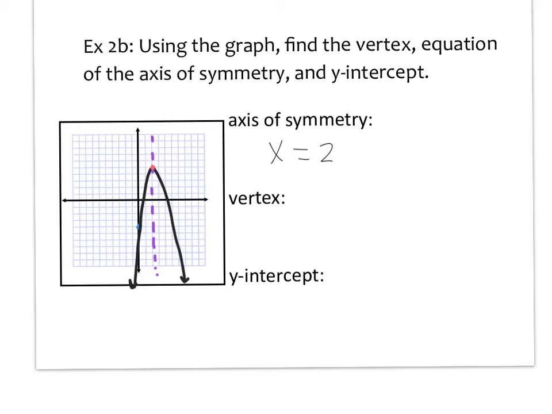The vertex here would be our highest point because the parabola opens downward. If I figure out where that ordered pair is, it's over 1, 2, up 1, 2, 3, 4, 5. So (2, 5). And then our y-intercept is where our parabola crosses the y-axis. Here it would be down 4 units. It's in blue. So (0, 4).